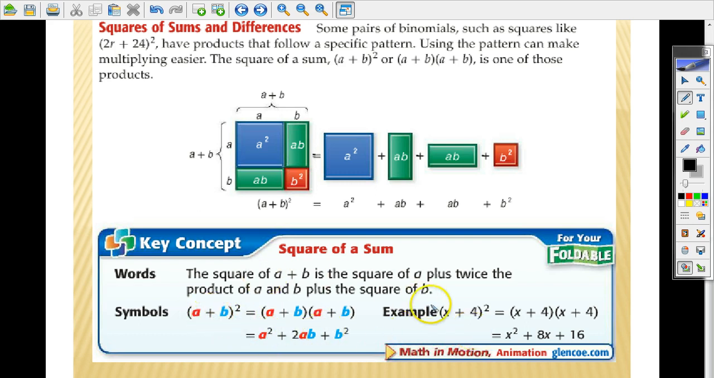So for example, if you have the sum x plus 4 squared, that means x plus 4 times x plus 4. When you do FOIL, front, outer, inner, last, you'll get this product here. So instead of doing FOIL each time, we're going to just generalize this into a rule. You have the first term squared, plus 2 times a times b. So 2 times x times 4 is 8x, and then 4 squared, which is 16.